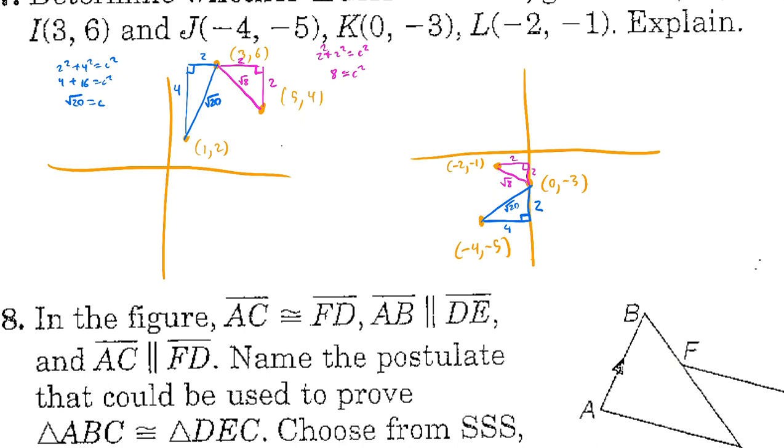Hoping for 3. Let's try it. So third side here, we went down 2 and we went over 4. Oh my gosh, we already did that arithmetic. That's a square root of 20. Sweet. Let's do this one.